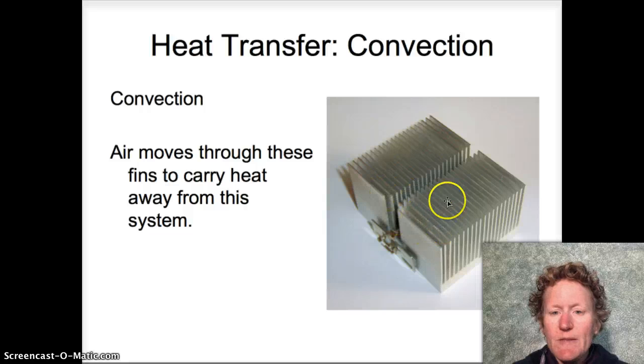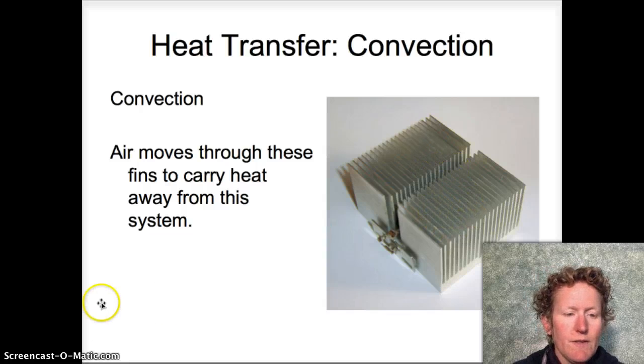Convection also is responsible for cooling in fins like this. You might have an air-cooled engine in something that you own, and convection cools those fins and cools the engine.